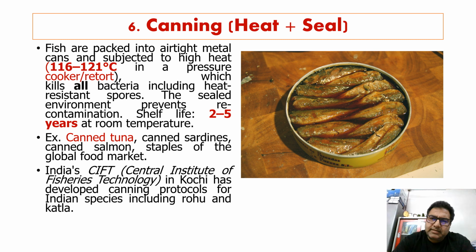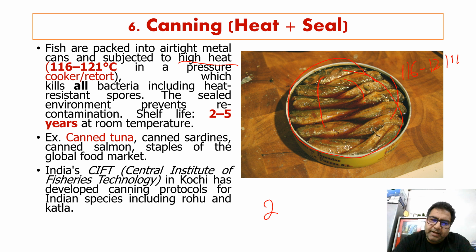So we can see that the canning industry is booming, is flourishing. It is all because we put fish in tight metal containers, and we subject it to high heat, 116 to 121 degrees Celsius. And we also apply pressure or retort, which kills all the bacteria in the container. Even all the spores present in the container are killed when we use the pressure. And then the sealed environment prevents the re-entry of microbes, that is, contamination.